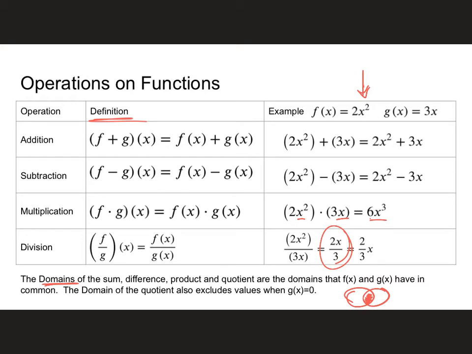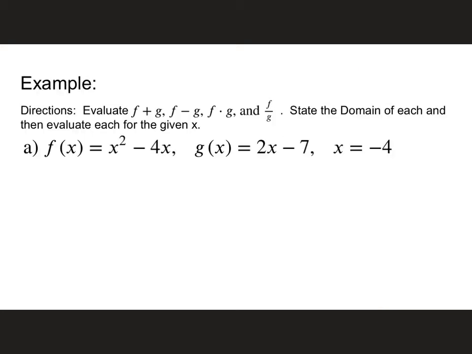Typically, we're not going to have to worry too much about this, at least here at the beginning. The only thing that you do have to remember is that the quotient, the denominator, can't equal 0, so we have to exclude those values. That may mean an additional step. Let's take a look at some example problems.